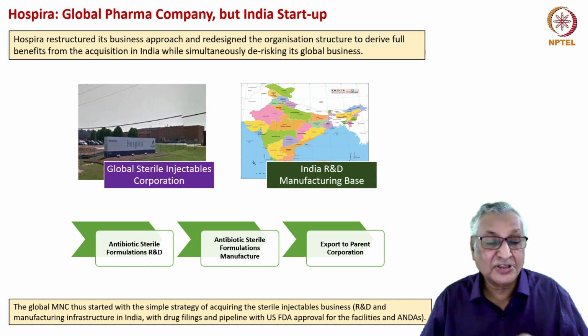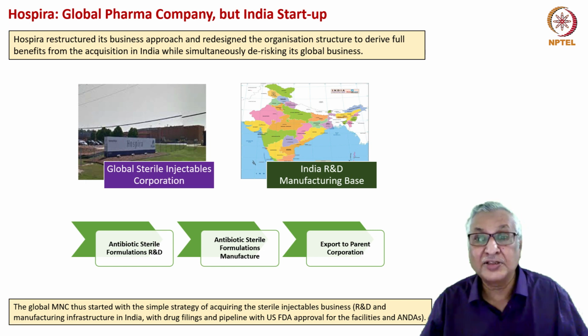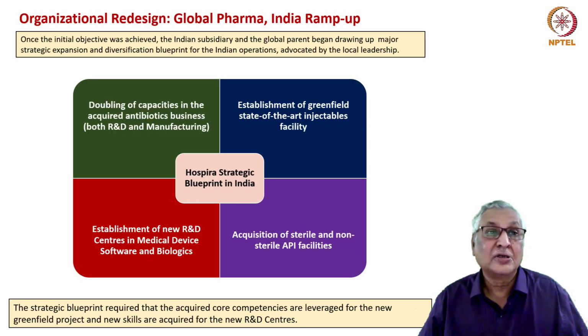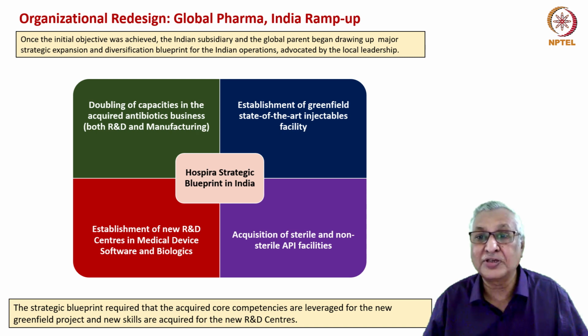As the MNC started with the simple strategy of acquiring the sterile injectable business, R&D and manufacturing with drug filings and pipeline, having the US FDA approvals, the core or the seed of this business expansion out of India started. However, once the initial objective was achieved, the Indian subsidiary and the global parent began drawing up a major strategic expansion and diversification blueprint for the Indian operations, duly advocated by the local leadership.